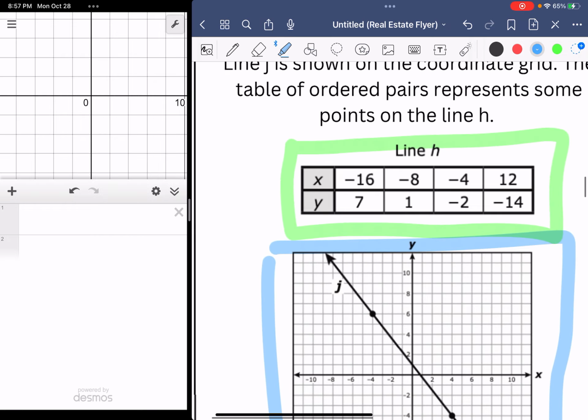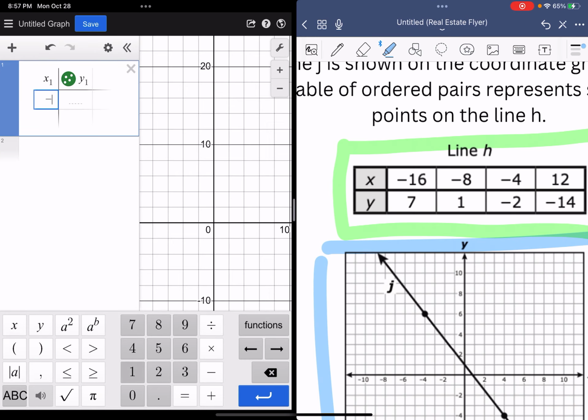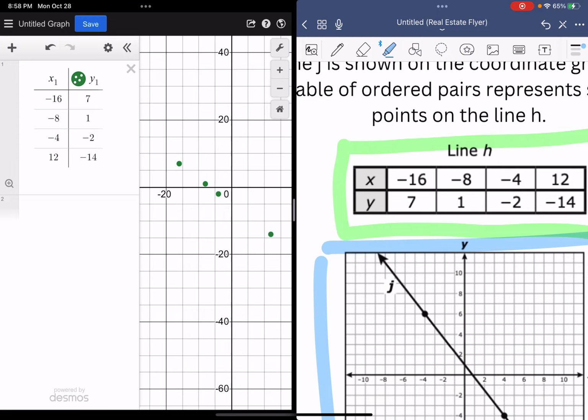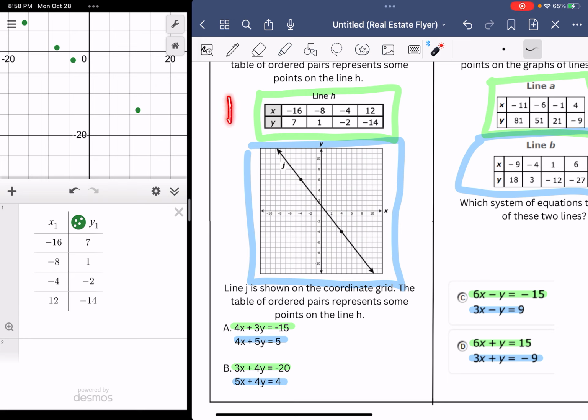I can go ahead and take this first table on here and put it straight into Desmos, which is what I'm going to do real quick. Negative 16, negative 8, negative 4, 12 for my x's. My y's are 7, 1, negative 2, negative 14. And just like that, Desmos put all of those points right in there. What I can do next, so I have my points plotted in there, I'm going to check which of these equations matches those points.